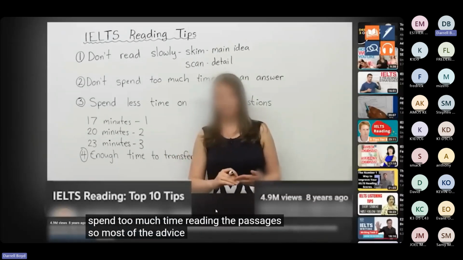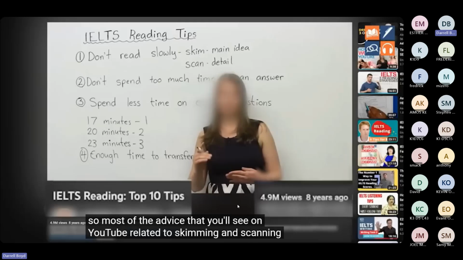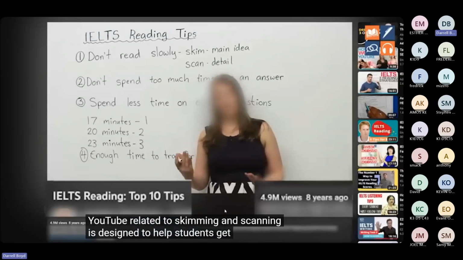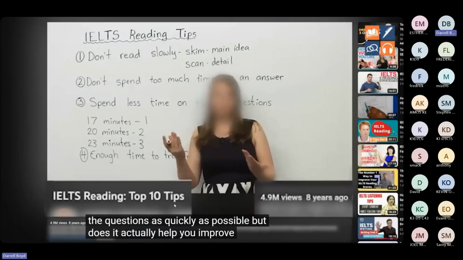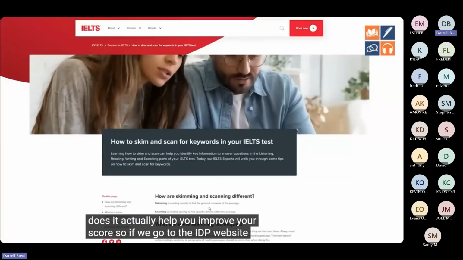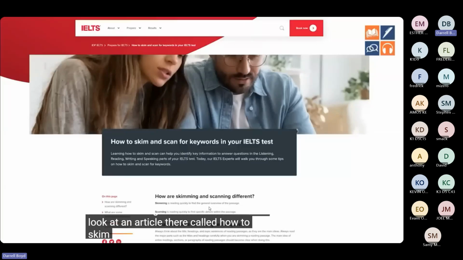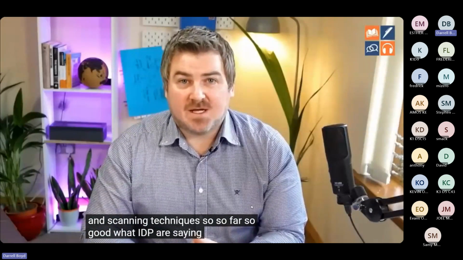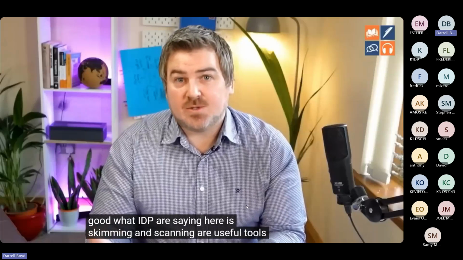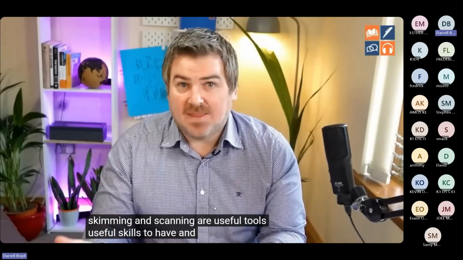So most of the advice that you'll see on YouTube related to skimming and scanning is designed to help students get through the questions as quickly as possible. But does it actually help you improve your score? So if we go to the IDP website and look at an article there called How to Skim and Scan for Keywords in Your IELTS Test, it states, in order to help you decrease the amount of time it takes to complete the reading section of the IELTS test, you need to practice using skimming and scanning techniques. So far so good. What IDP are saying here is skimming and scanning are useful tools, useful skills to have, and they will help you.